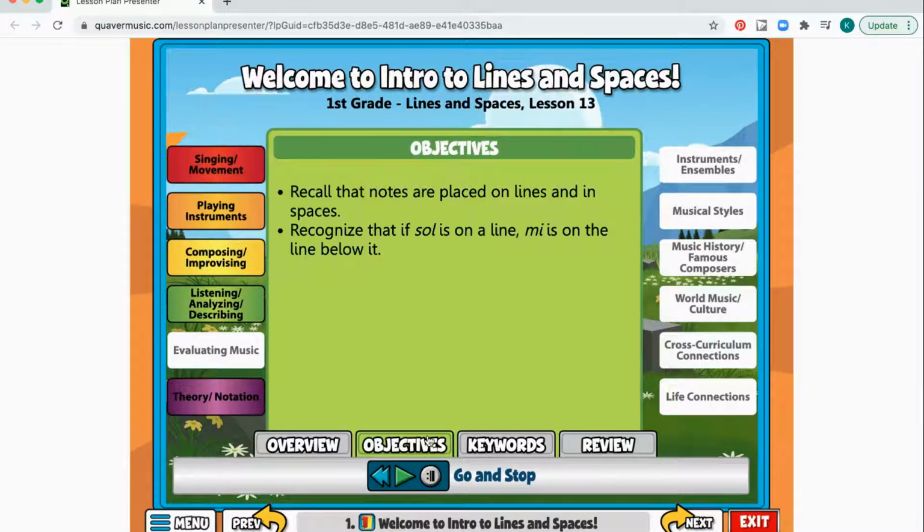The objectives for today are to recall that notes are placed on lines and in spaces. We will see today that there are spaces in between the lines that also are valid for writing the notes on. We will also recognize that if sol is on a line, mi is also on a line, and it is on the line below it. If sol is on a space, mi would also be on a space, and it would be on the space below sol.